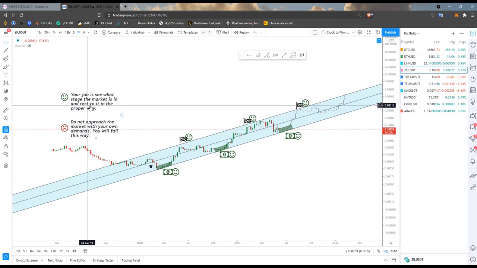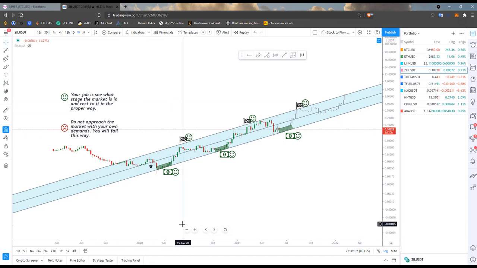I also put some information over here. It says your job is to see what stage the market is in and react to it in the proper way. What I mean by this is that a lot of times we get antsy as traders, and you overtrade, you want to make money. I would promise you that 75% of people who are overly aggressive with trading, especially if you're not a professional, lose their money, okay? They just do. It's because they overtrade, they get too anxious, they don't take profits when they should, they let their losers run longer than they should, they don't understand risk management, and they don't understand patience.